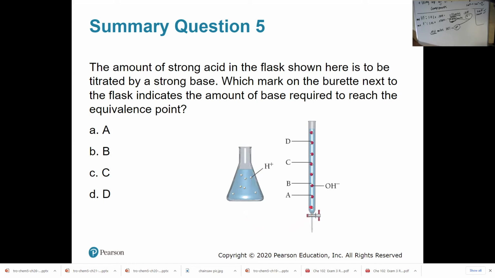I would need to add exactly that many moles of base to reach equivalence. So I can count this then. 1, 2, 3, 4, 5, 6, 7. So when I've added up to this much OH minus on the burette, that's when I've added the equivalent amount of hydroxide ion, and I will be at the equivalence point.